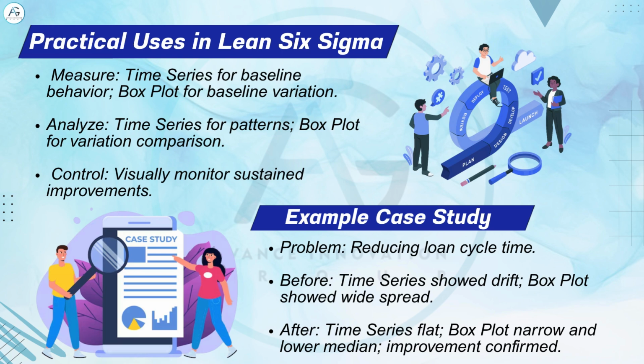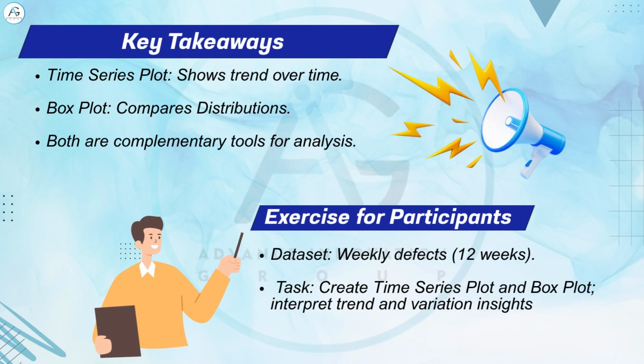The box plot showed a wide spread in processing times, high variation from case to case. After implementing changes, the time series plot flattened out, showing the process became stable. The box plot now had a narrower shape and a lower median, confirming both lower cycle time and reduced variation. This is a perfect example of how these tools work together to give both temporal insight and distribution insight, helping teams drive and validate improvement. Let's wrap up this section with a few key takeaways, followed by a hands-on exercise.